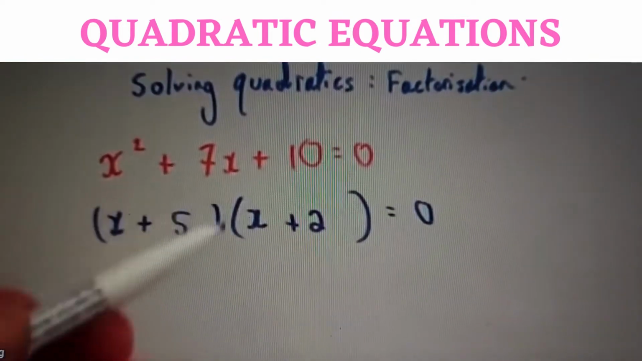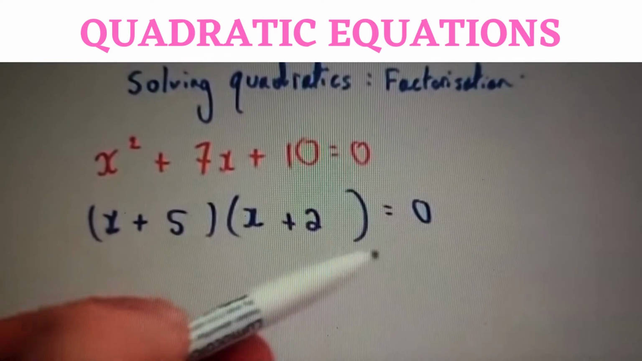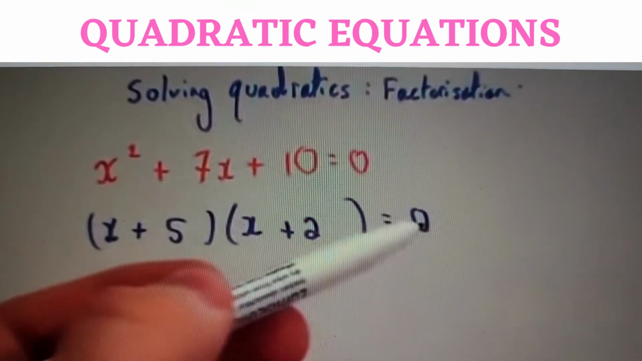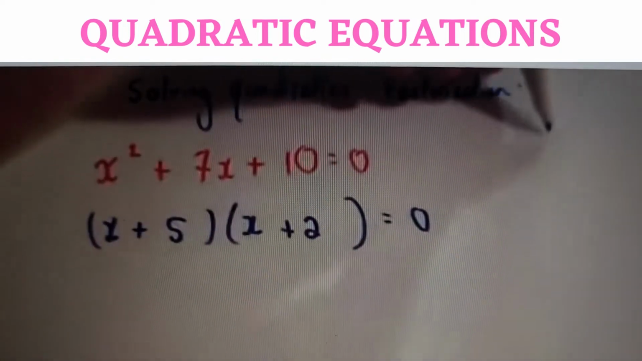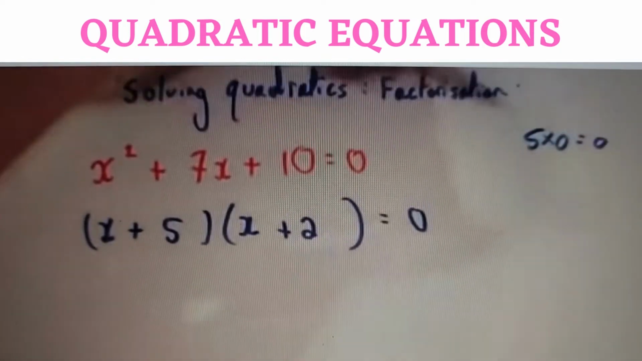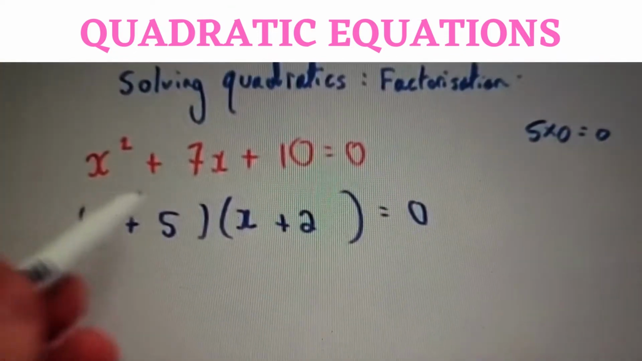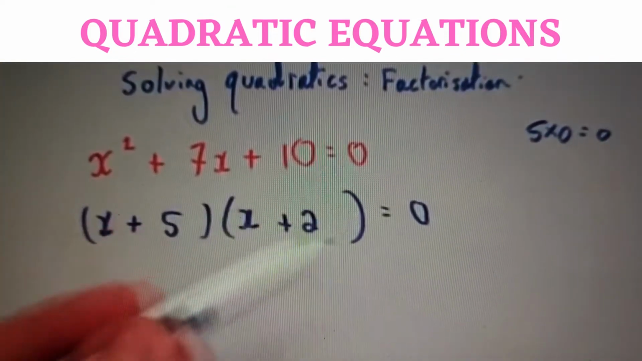Now here we've got a bracket and we're multiplying by another bracket and we get 0. Now if two things times together to give you 0, one of them has to be 0. For instance, 5 times 0 equals 0. So obviously one of the numbers here has to be 0. So that means that either this bracket is 0 or this bracket is 0.